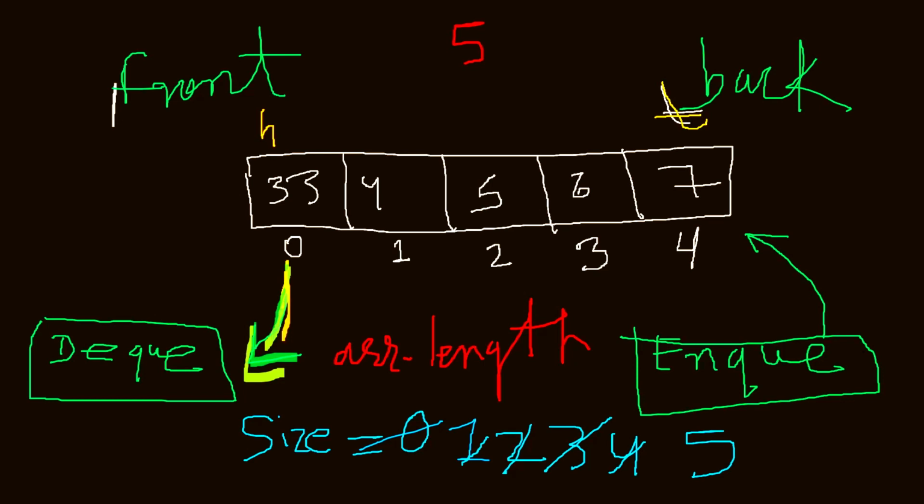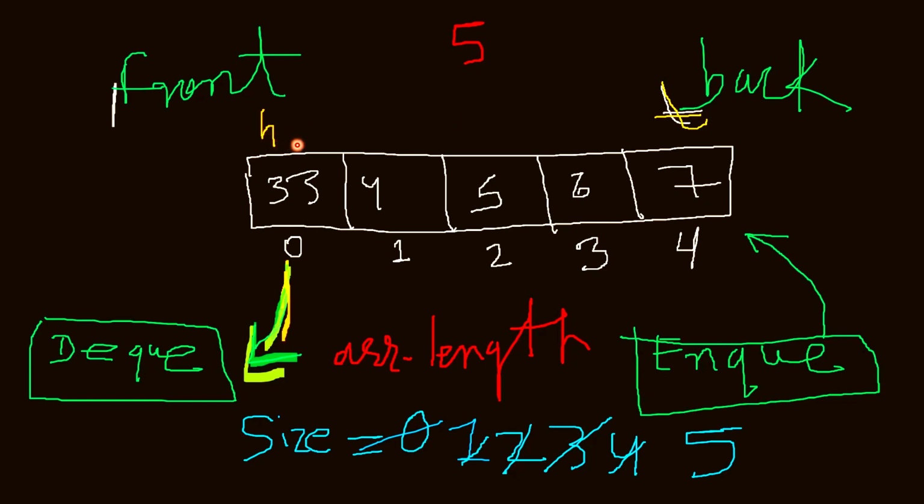Now if we again want to insert an element, what will happen? We'll say, okay, the size is 5, and the array length is also 5. That means we are not able to insert a new element. We have reached the maximum capacity of the array. So the tail is indicating the last element and the head is indicating the first element of the queue.